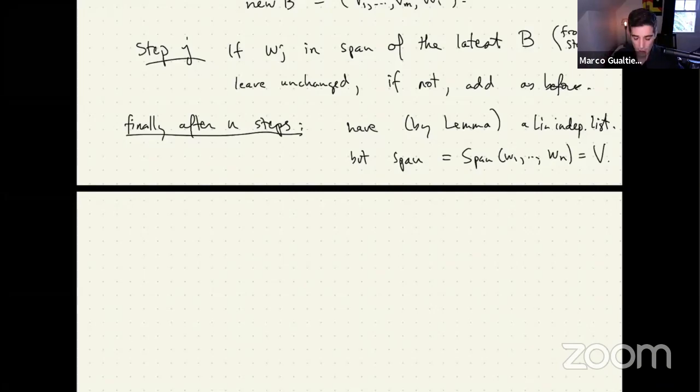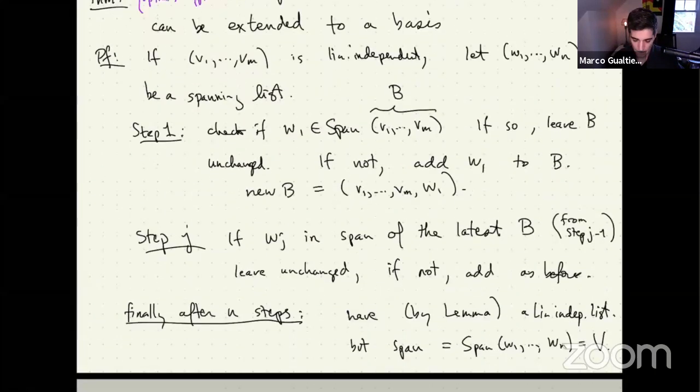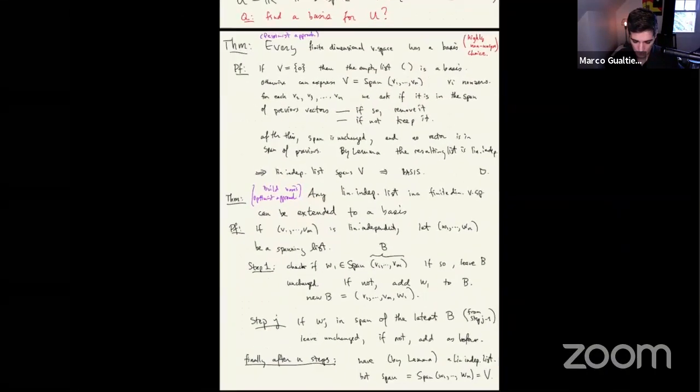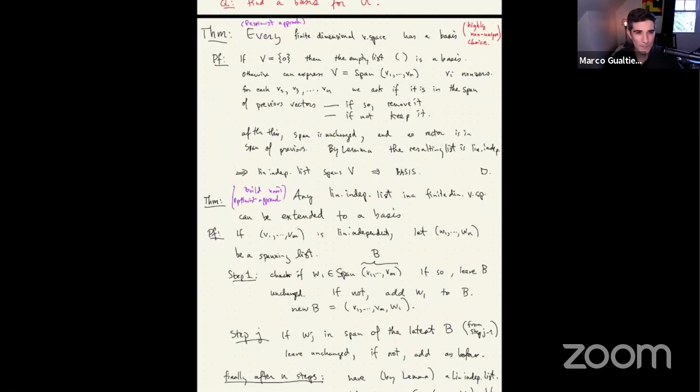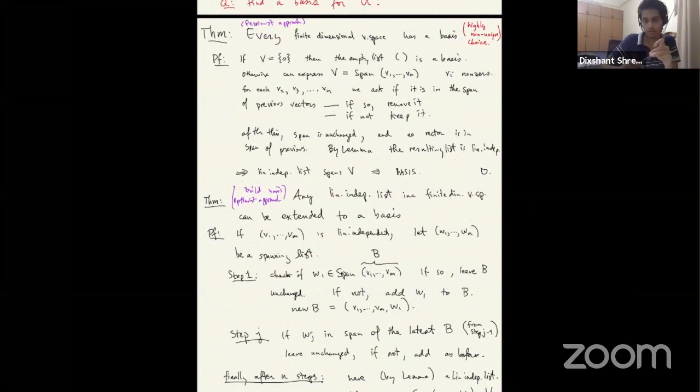Okay, I'll take a couple of questions before moving on. Okay, so Dixchant has a question. Yeah, hi. So can you just briefly explain what is the main difference between a list of linearly independent vectors and a basis?